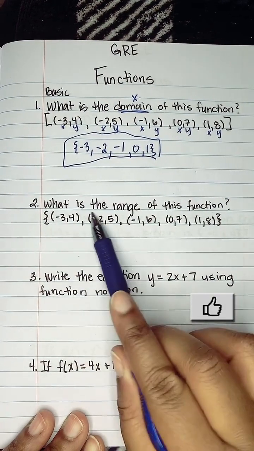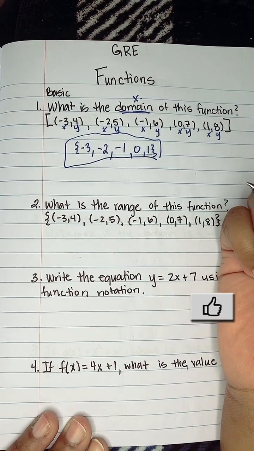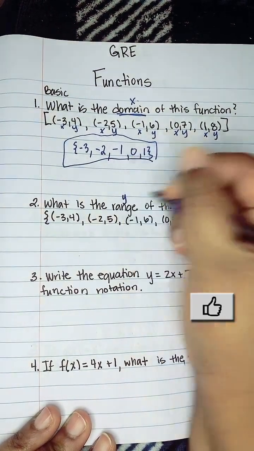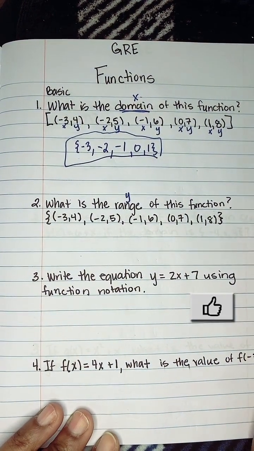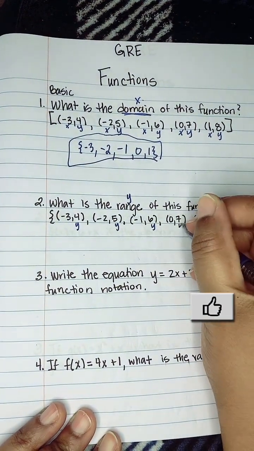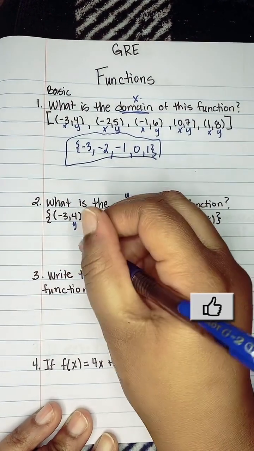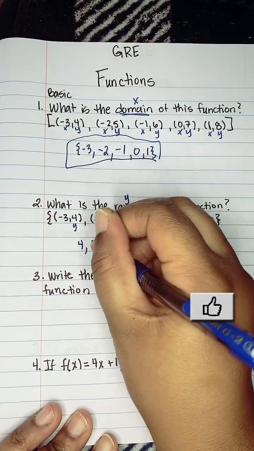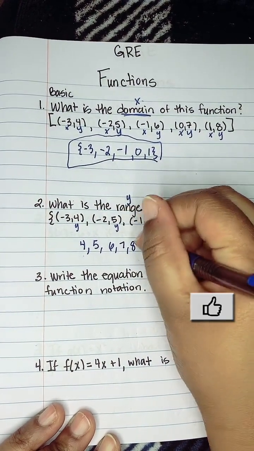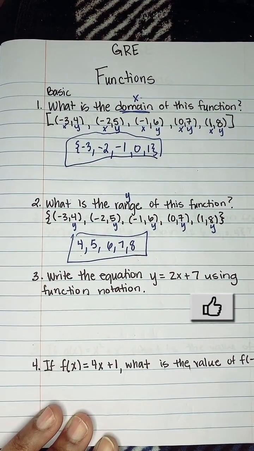All right, so what is the range of this function? Well, range is basically asking you what are the y's. So this is a y, this is a y, this is a y, this is a y. So all the y's out of these ordered pairs: 4, 5, 6, 7, and 8. This is the range.